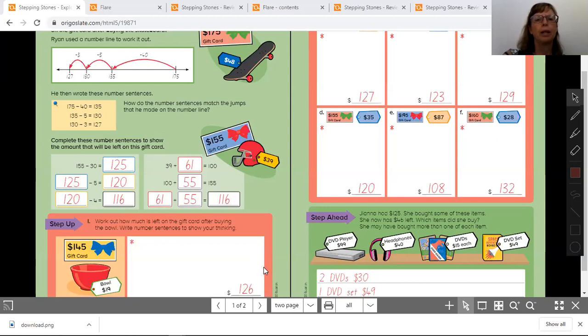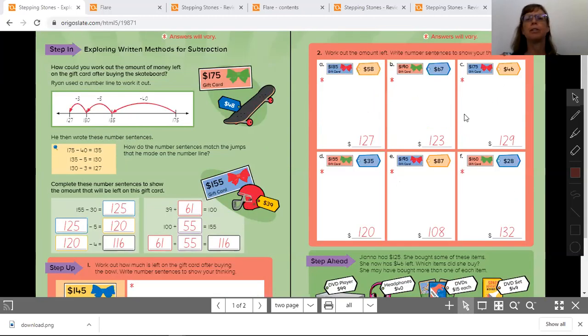Okay, now if we've got the gift card at $145 and the bowl is $19, first of all, we could estimate, so round the bowl up to $20, and then 145 minus 20 would be 125. So we would know that it needs to be close to around that. And there's several ways you could have worked that out. The answer should be 126.